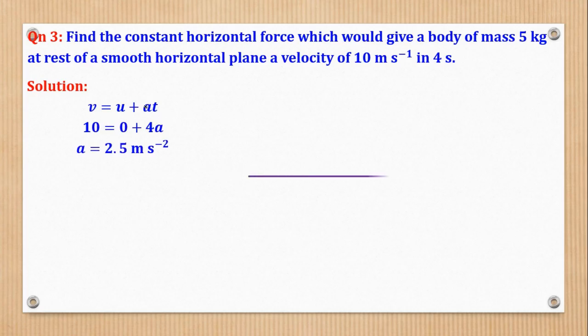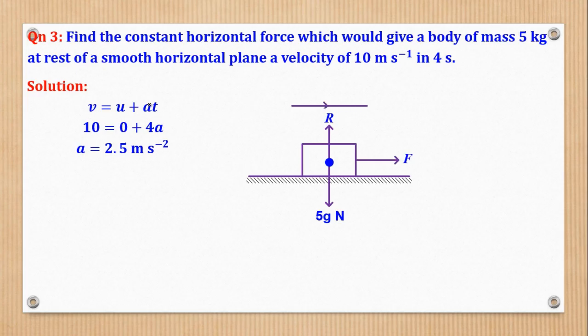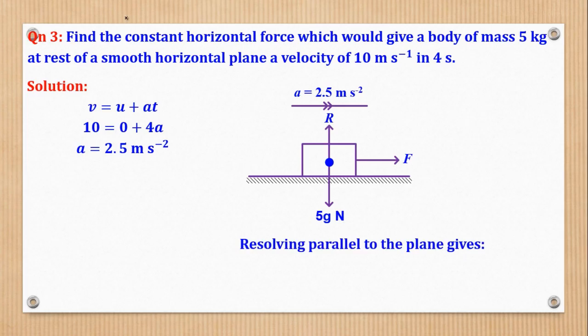Now after getting the acceleration, we can now illustrate. Weight, normal reaction, pulling force, acceleration. It is smooth, so there's no friction. Then we shall resolve parallel to the plane. F is equal to ma. So mass is that, a is this, to give you that as the force they wanted.